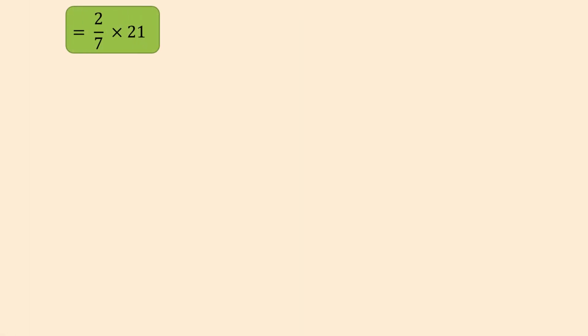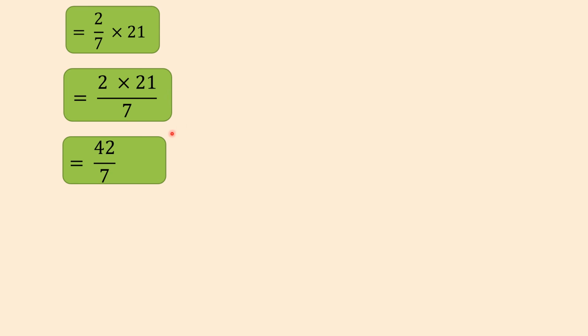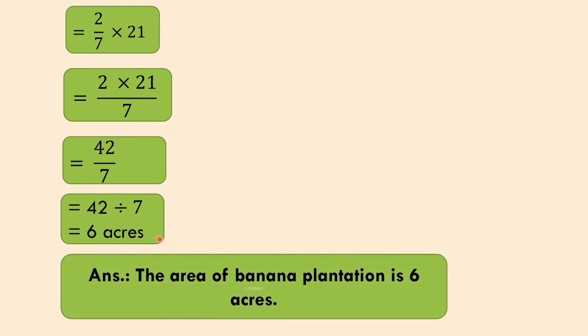2 upon 7 of 21 means 2 upon 7 multiplied by 21. The number is given. Consider that number is in the numerator. So 2 into 21 upon 7. 2 into 21, the answer is 42 upon 7. 42 upon 7 or 42 divided by 7. 7 sixes are 42. So 6 acres. Write the answer in one sentence. The area of banana plantation is 6 acres.